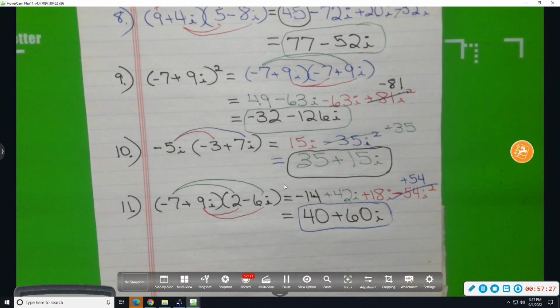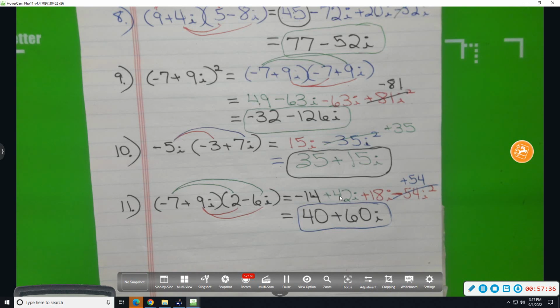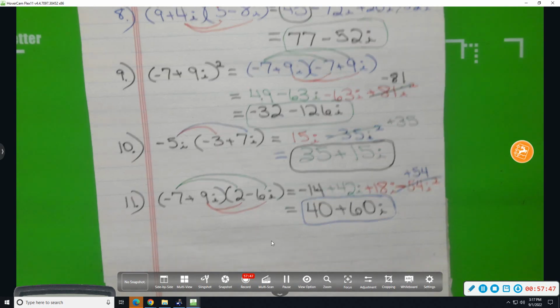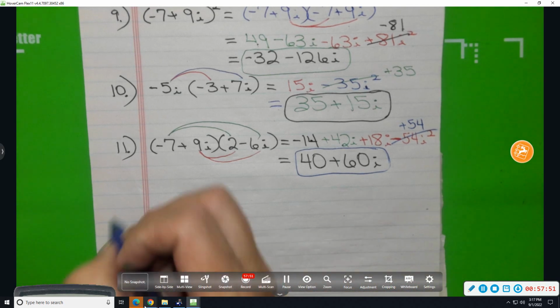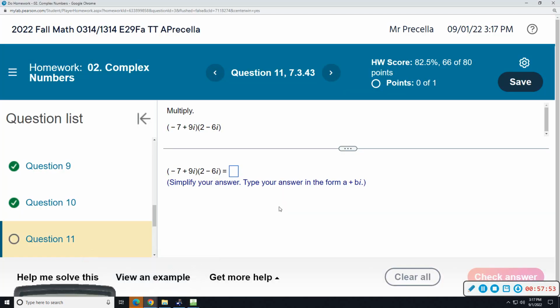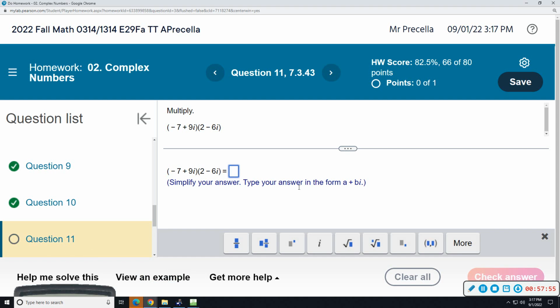So what happens if it's like a negative 14i plus a 14i? Then that's a 0. I think that's about to happen in the next example. What's negative 14 plus 14? That'll be 0. So there's no i then. Are you looking at number 11 or number 12? Oh wait, I got to punch in that answer. What was it? 40 plus 60i.